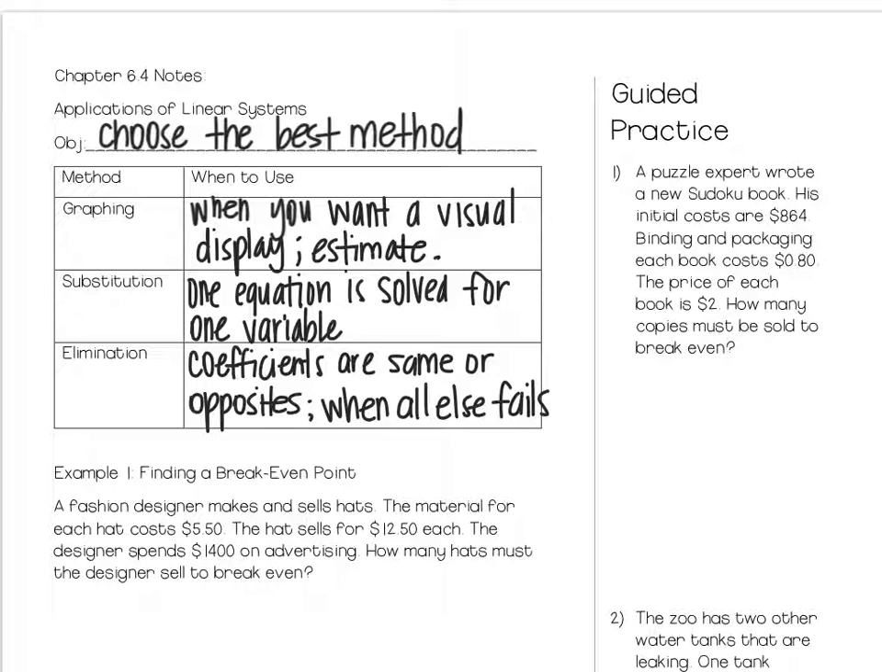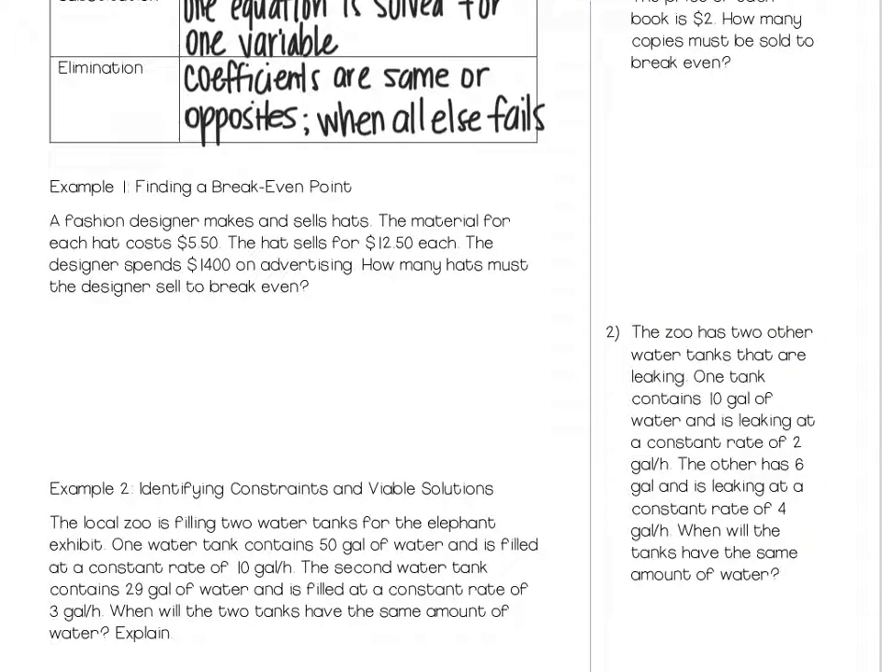Okay, so example 1, finding a break-even point. A fashion designer makes and sells hats. The material for each hat costs $5.50. The hat sells for $12.50. The designer spends $1,400 on advertising. How many hats must the designer sell to break even?